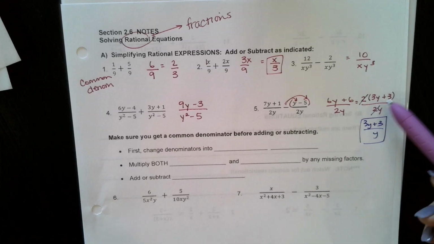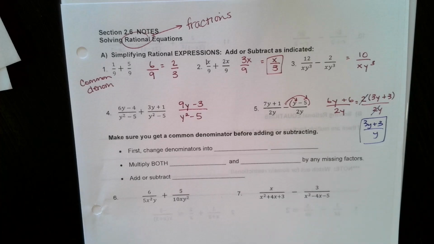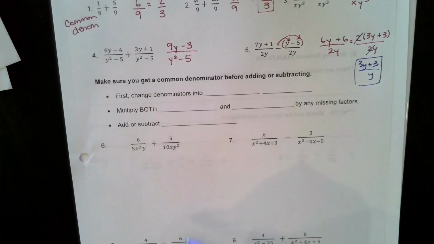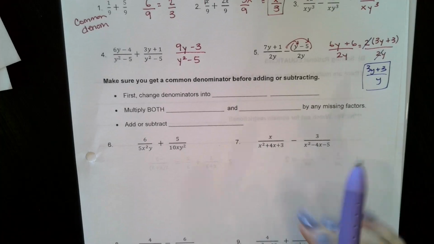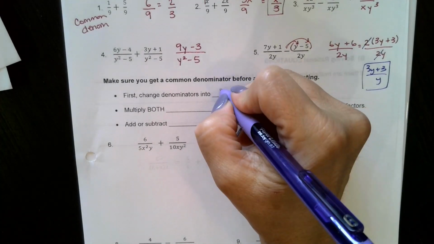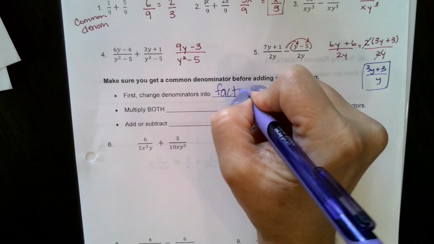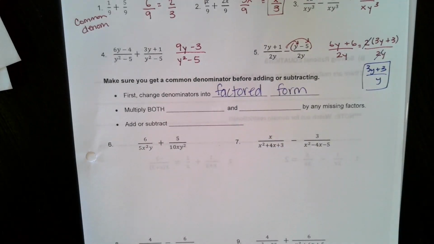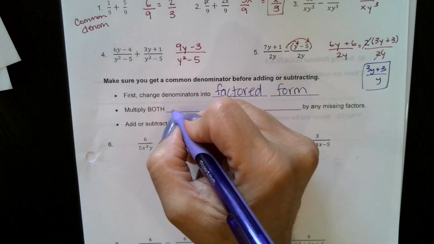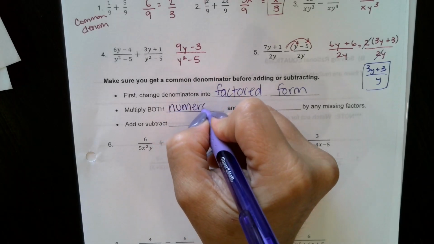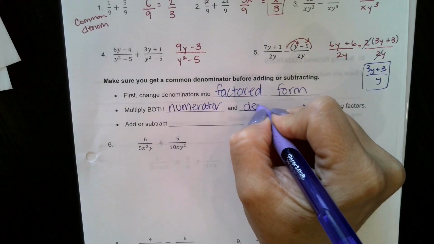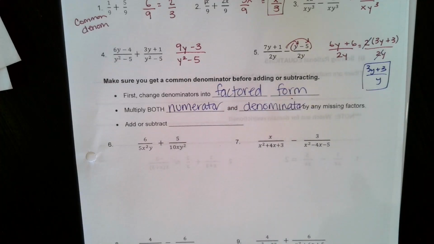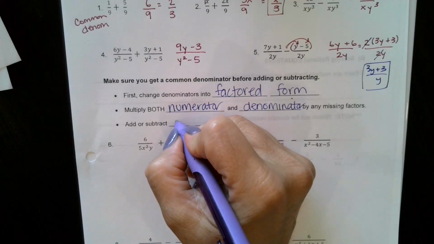And this is important because this is kind of where we're going. So what does this look like? When we have these more complicated ones down here that no longer have a common denominator, the first thing we're going to do is change the denominators into factored form. And when it's in factored form, we're going to see what we're missing. And then we're going to multiply both the numerator and the denominator by any missing factors. Okay? And then we're just going to add and subtract the numerators.